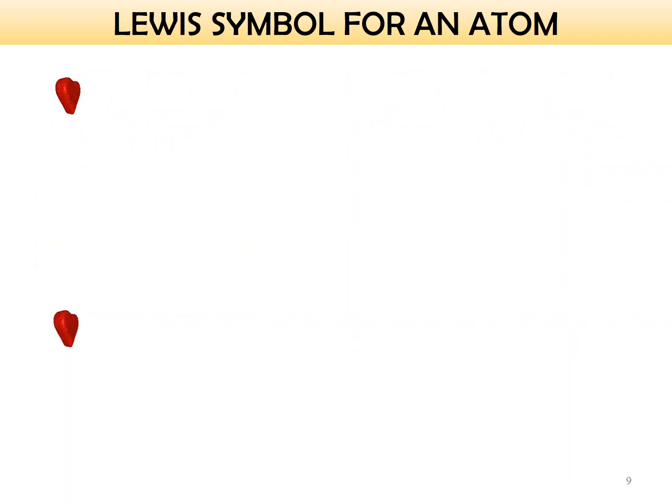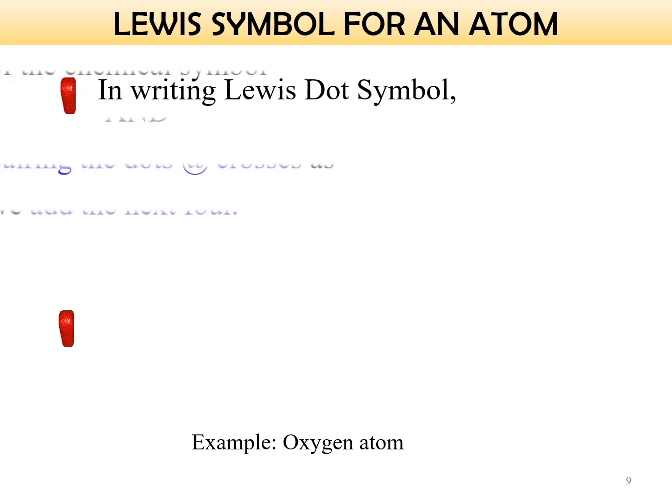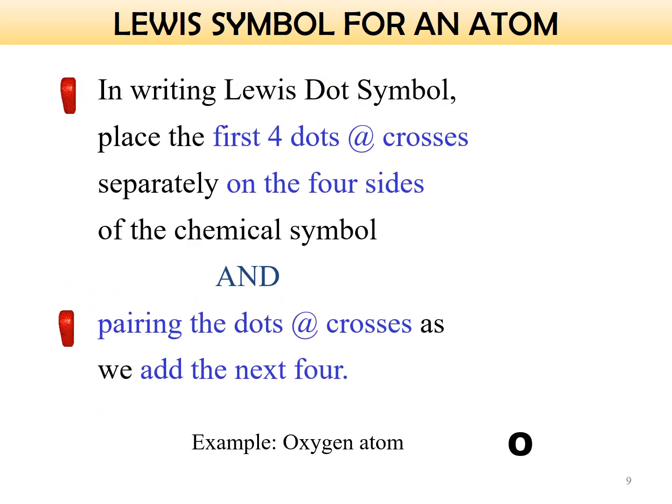In writing the Lewis symbol for an atom, I use the example of oxygen atom. Place the first four dots or crosses separately on the four sides of the chemical symbol. After that, pair the dots or crosses as we add the next four. From here, you can identify oxygen has two lone pairs and two unpaired electrons.